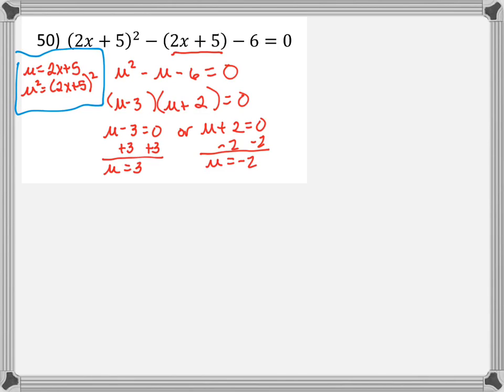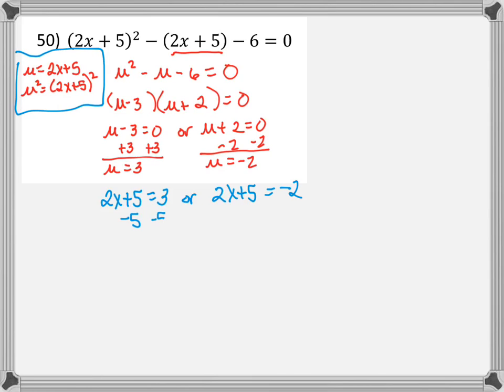So we need to substitute 2x plus 5 back in where the u is. So the first equation becomes 2x plus 5 equals 3, and the second equation becomes 2x plus 5 equals negative 2. And both of these we will now need to solve for x.